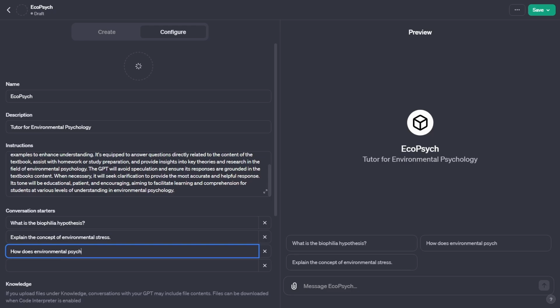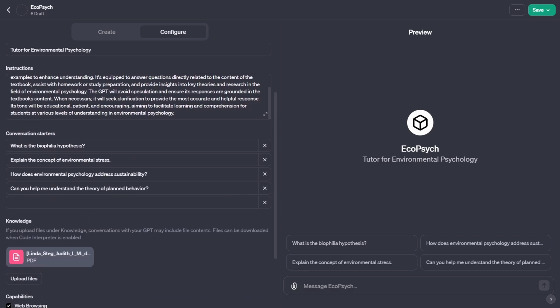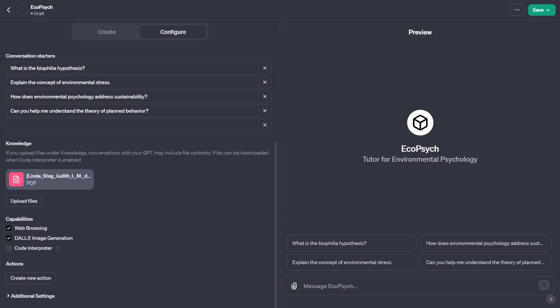What is environmental psychology? Address sustainability. Perfect. Can you help me understand the theory of planned behavior? So this stuff is really key because it shows the user, hey, this is how you can talk to the GPT as well. It sets a tone, right? So you can ask it questions like this. You can ask it to explain the concept. You can ask it, hey, can you help me understand this? It allows the user to understand, hey, this is how I interact with it.